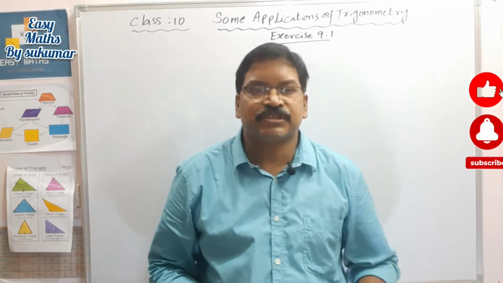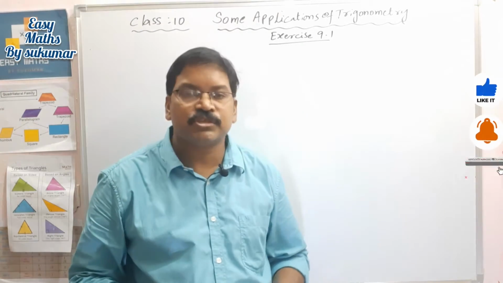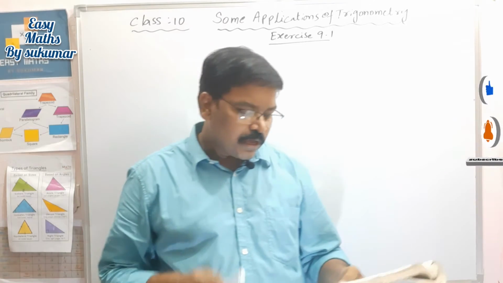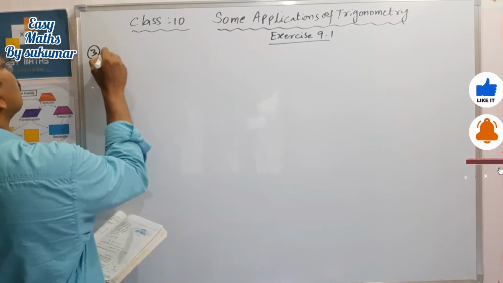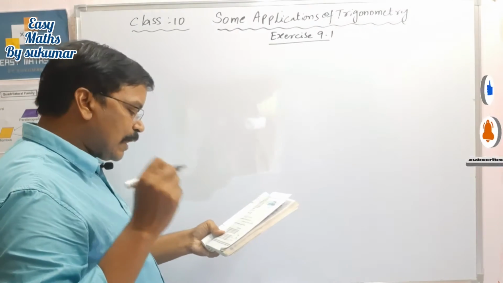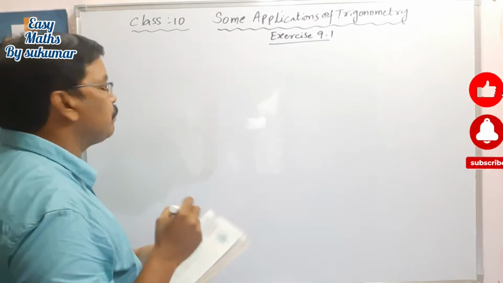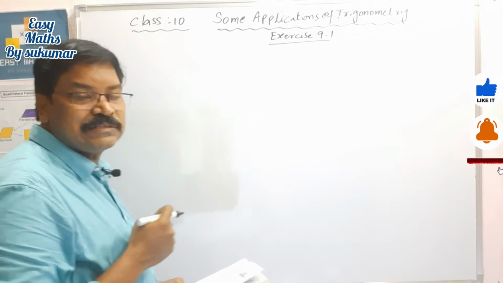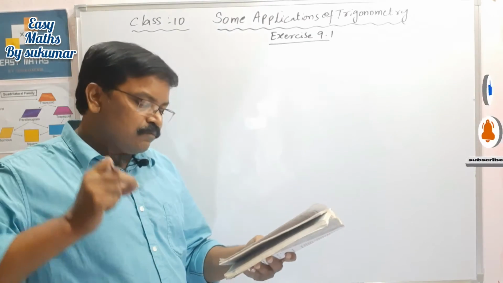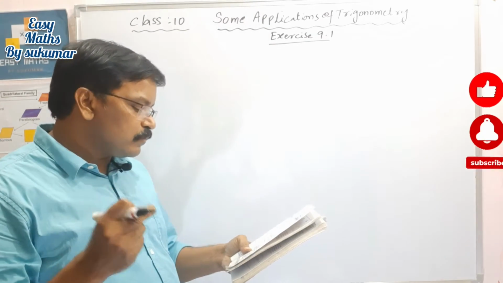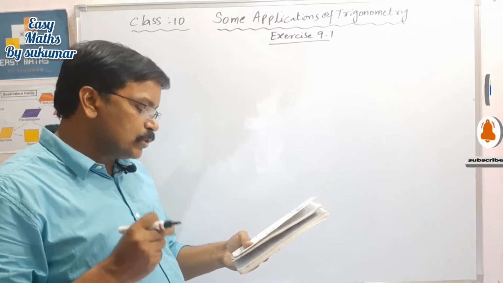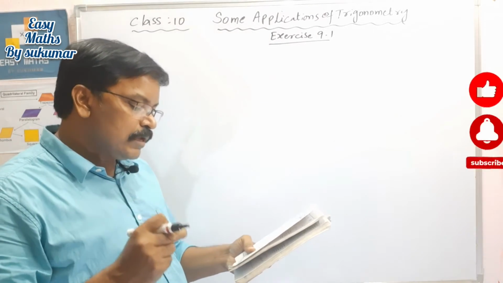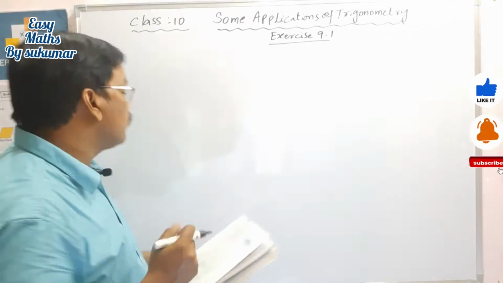Third question in exercise 9.1 in the applications of trigonometry. A contractor plans 2 slides for the children to play in a park. For the children below the age of 5 years, she prefers to have a slide whose top is at a height of 1.5 meters.